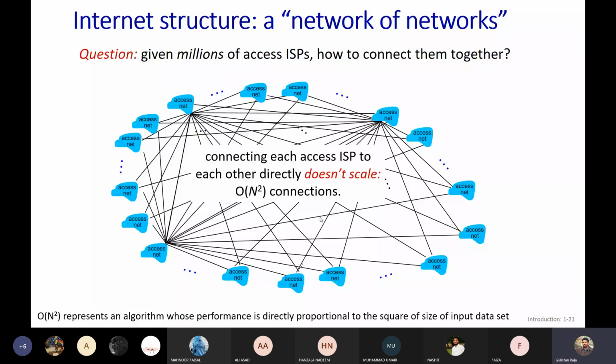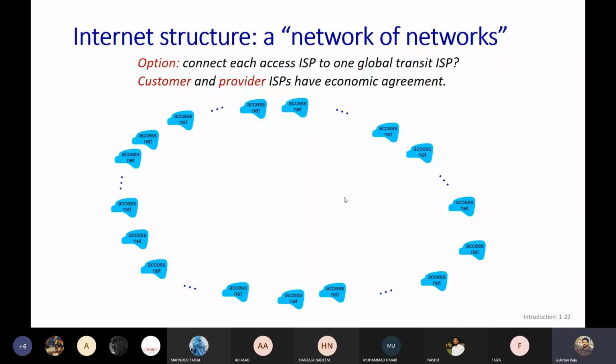So the option is this: let's connect each access ISP, these access nets, to one global transit ISP. एक global ISP हम बना लेते हैं, and then that global ISP के through access networks को connect कर देते हैं, and they should have an economic agreement that they will pay each other. Look at this now.